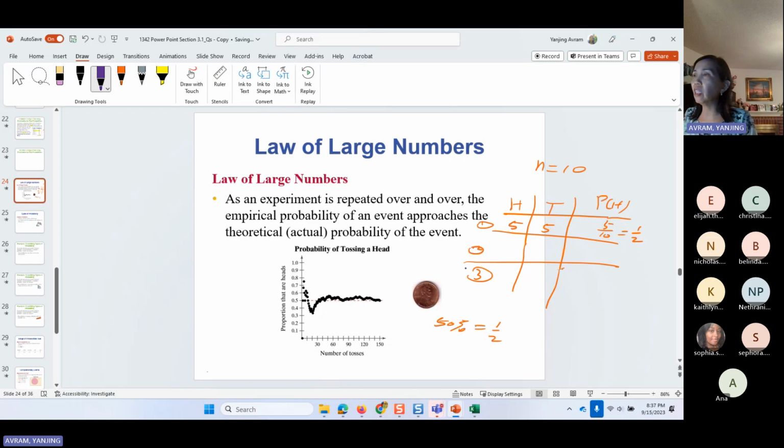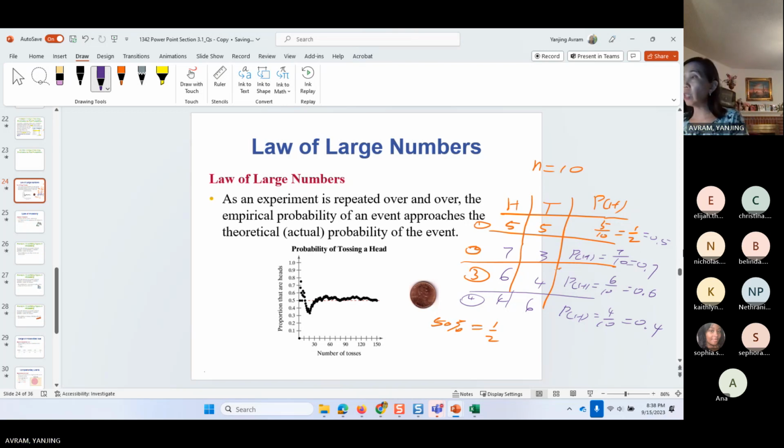But actually, when you do the real experiment, not every group will get 5 and 5. Some groups get a 7, some groups got a 6, some groups may even get a 4. So then the tail will be 3, this is 4, this is 6. So what's the probability of getting a head here? Now this will be 7/10, right? And then the probability of getting a head will be 6/10 or 0.6. This will be 0.7. This probability of getting a head will be 4/10, which is 0.4. So you can see it's not always 0.5.